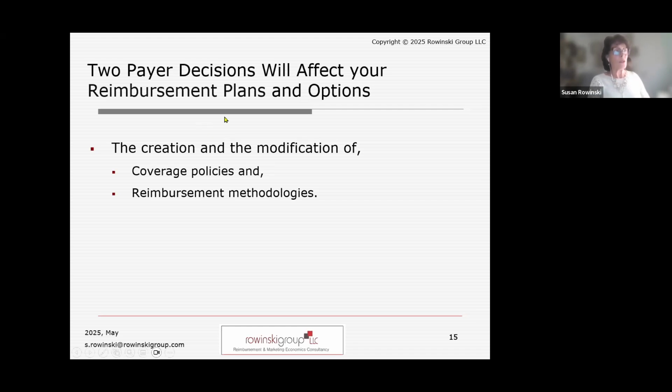I'd like to talk about two decisions that health insurance payers make that will affect your reimbursement plan and options. And the two decisions we're going to talk about are the creation and the modification of coverage policies and reimbursement methodologies. So once again, these are two decisions that health insurance payers make that are not related to coding, but yet will trump coding in the whole scheme of reimbursement. Coding is one element, but I would argue these two elements, coverage policies and reimbursement methodologies, play a much bigger role in determining if your procedure is reimbursed or not, despite everyone having codes.